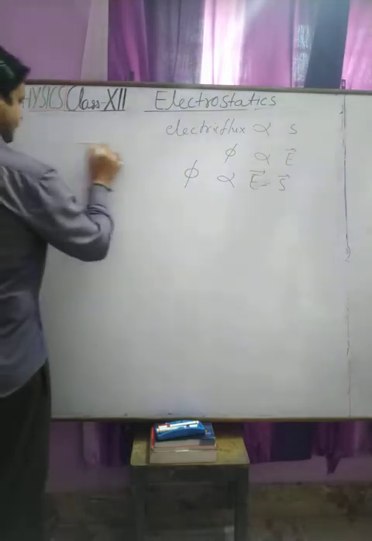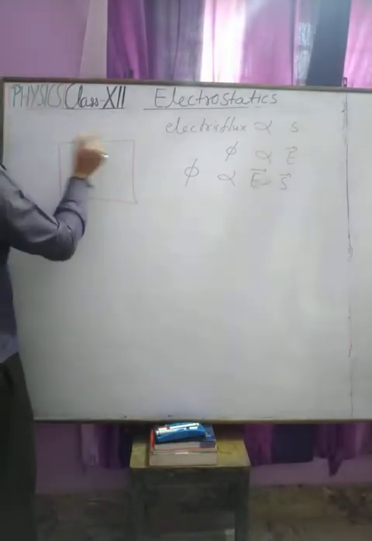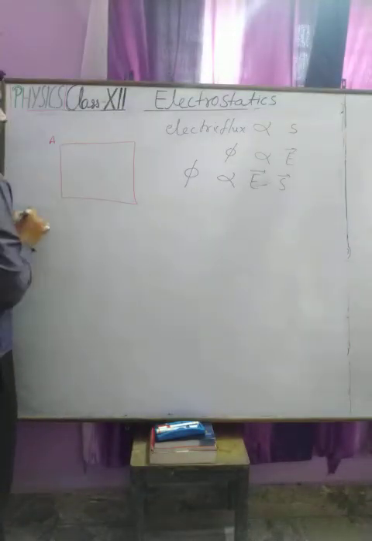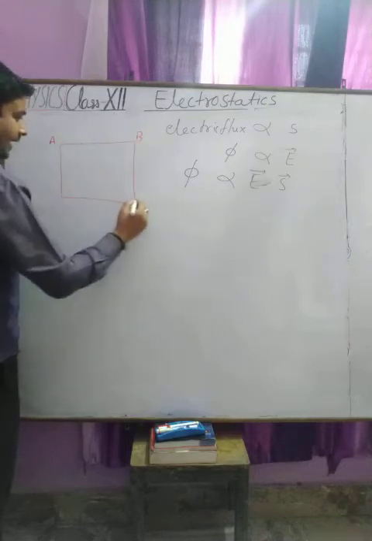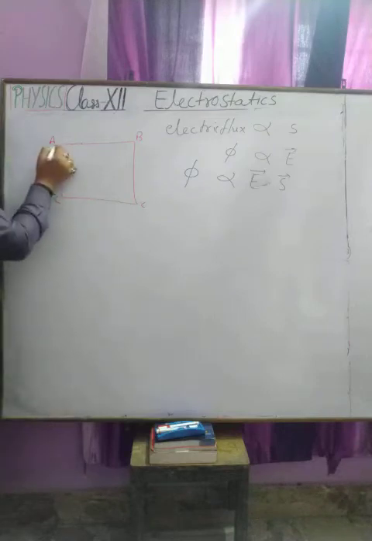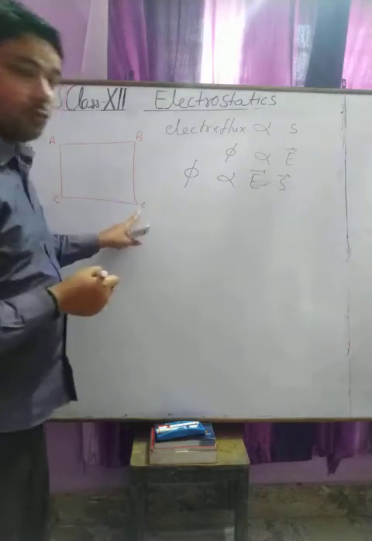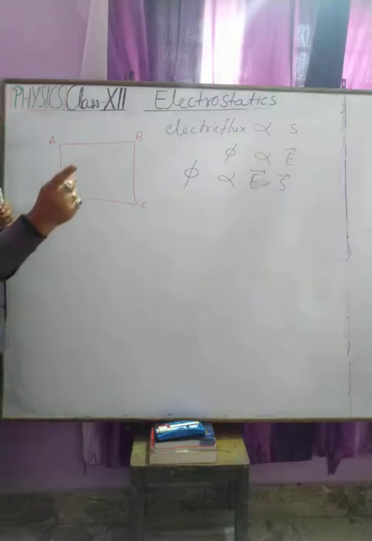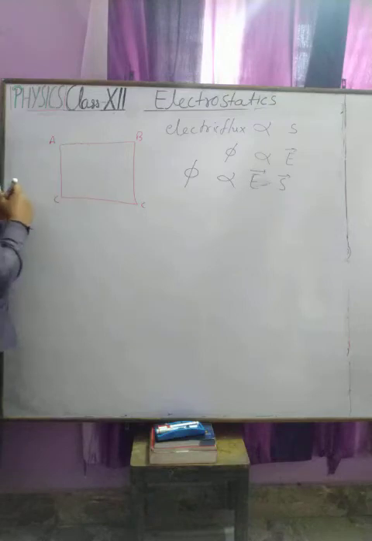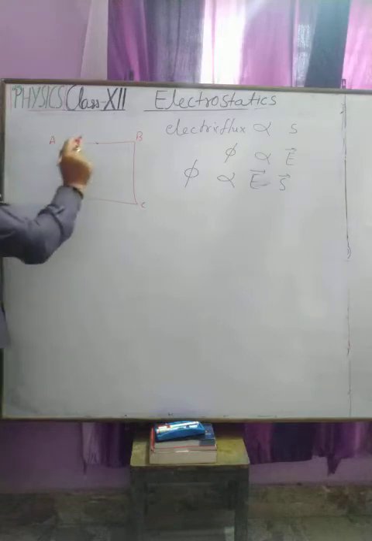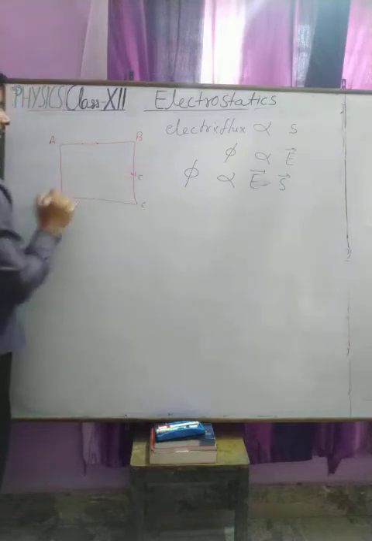Suppose we have a rectangular surface with corners A, B, C. A person is standing at point A and wants to go to point C. One can instruct him to go by line A to B and then B to C. So this length AB has magnitude as well as direction, from left to right.